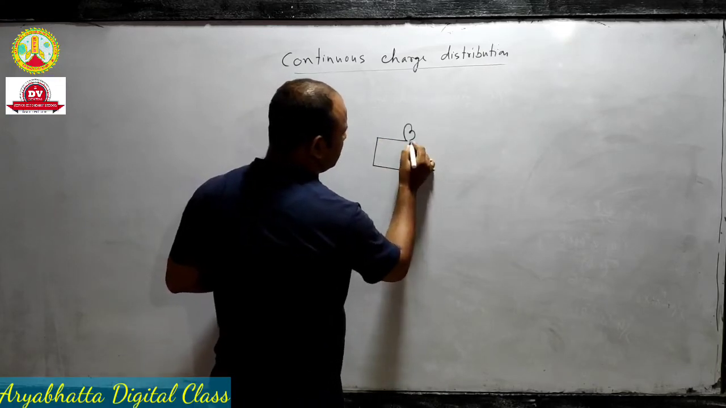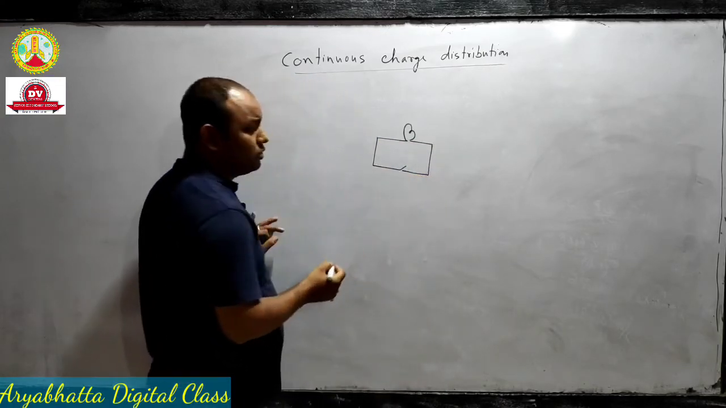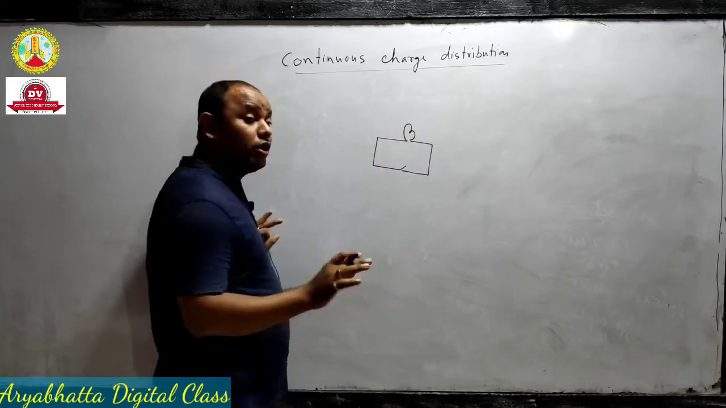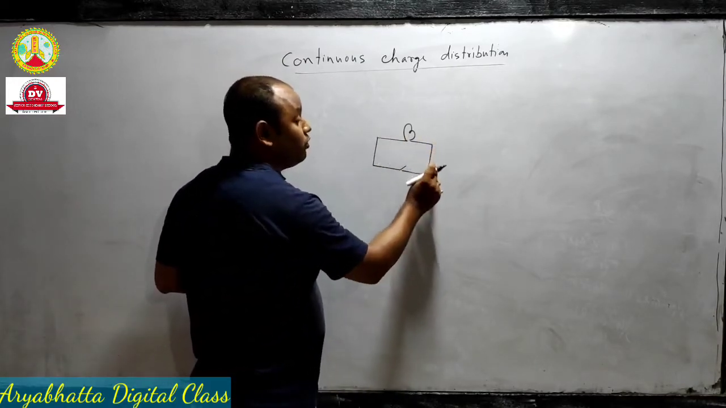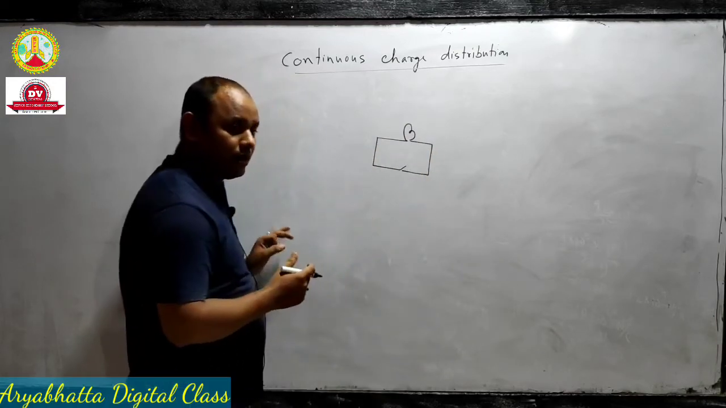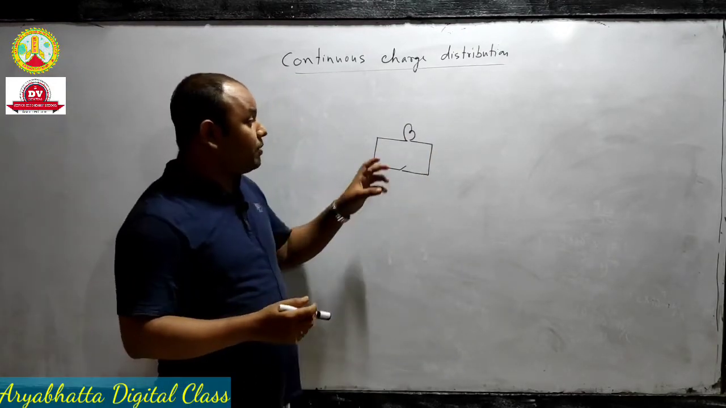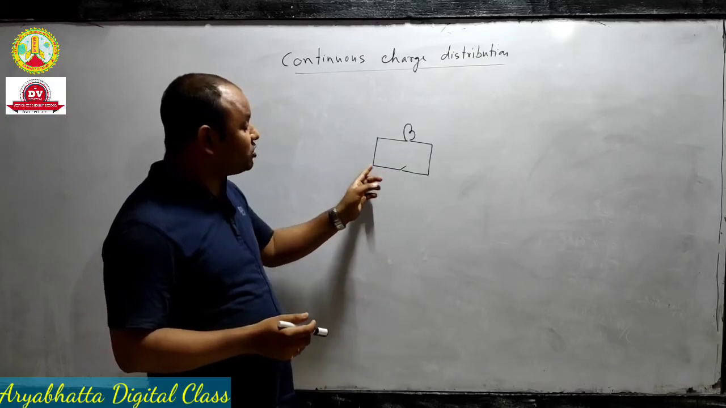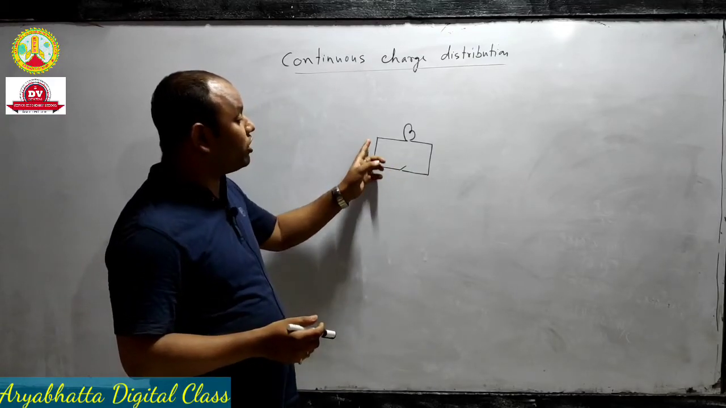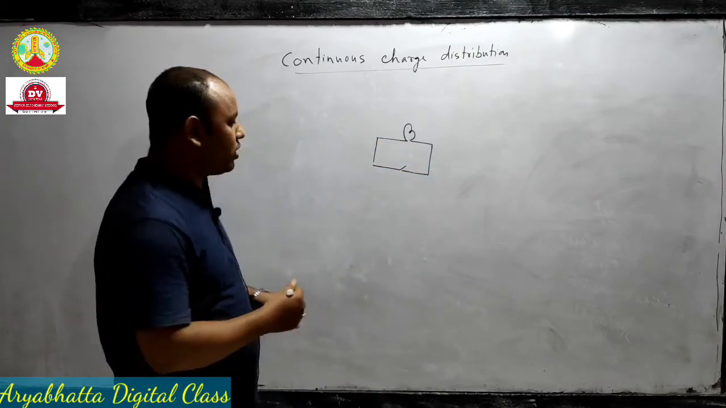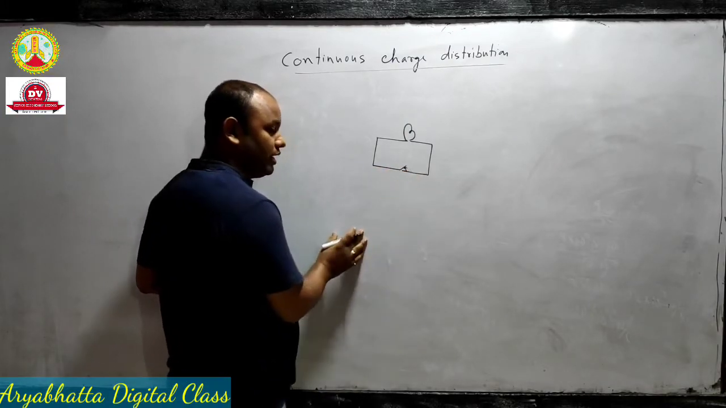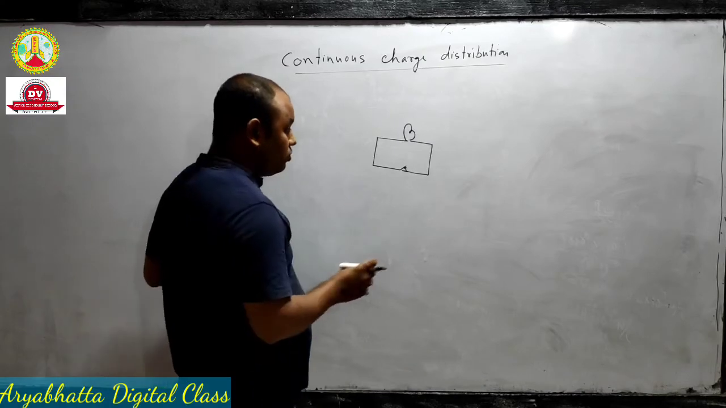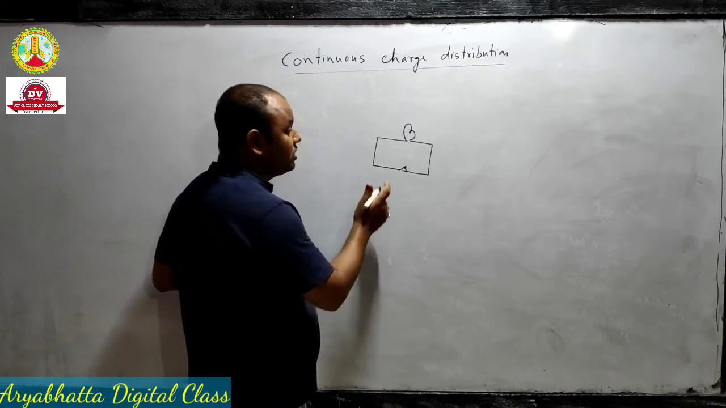Suppose this is a bulb, and this is a conducting wire and this is the switch. The bulb will only glow when the electrons or the charged particles flow through this conducting wire. When will the bulb glow? When the charged particles, electrons, are flowing through this conducting wire.